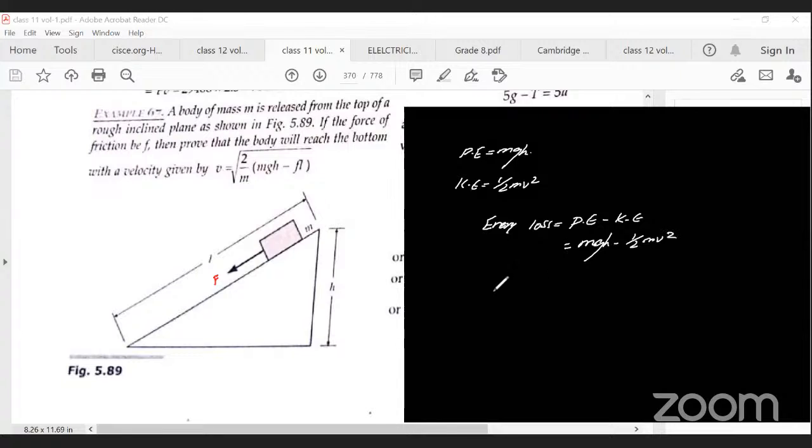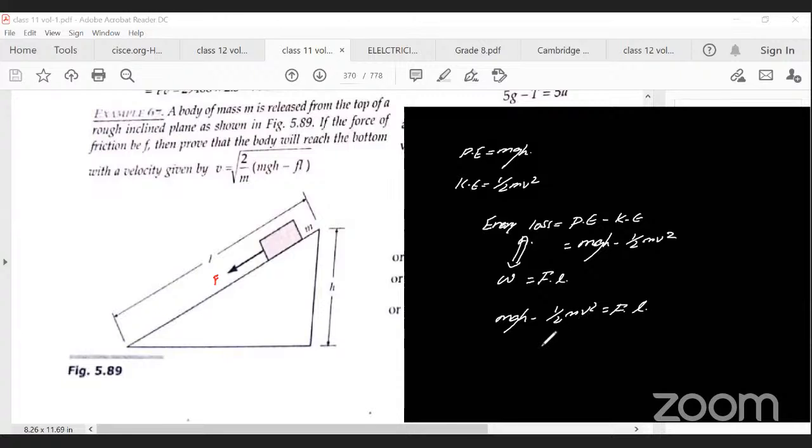Now we'll discuss the work function. So work is equal to force into displacement L. The energy loss is doing some work as the object moves from the upward direction to the downward direction on the inclined plane. So I'm going to equate these two: mgh minus half mv square is equal to F into L.